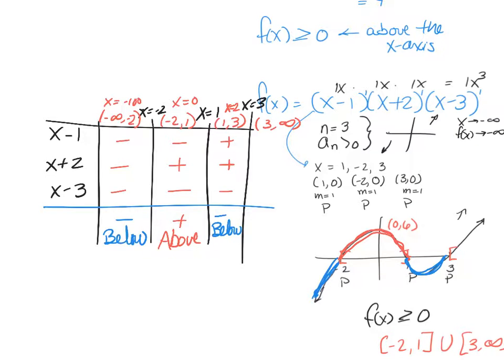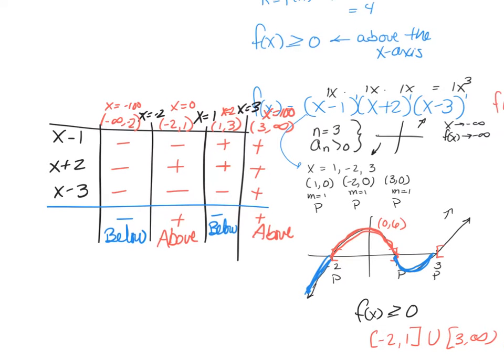Lastly, I'm going to choose something in that last interval between 3 and infinity, so let's go ahead and just choose x is equal to 100 because it's a nice number. So I'm going to get positive, positive, positive. My region is positive. That means I am above the x-axis, and that confirms that part of the graph.